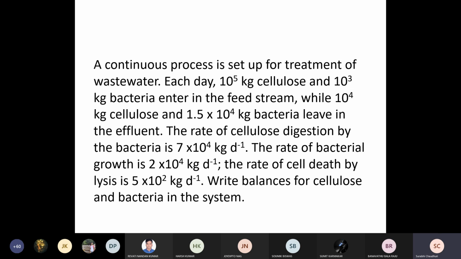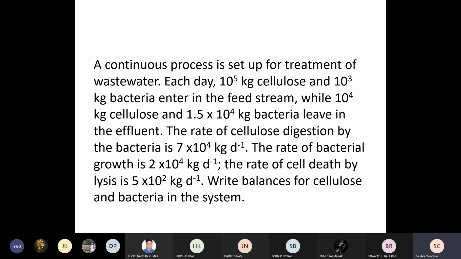Now cellulose is being utilized. The rate of cellulose utilization by bacteria eating cellulose is 7 into 10 to the power 4 kg per day. Okay, and cellulose is not produced. So cellulose is coming in, going out and getting consumed. So that's the cellulose balance. We have to write balance for both cellulose and bacteria.